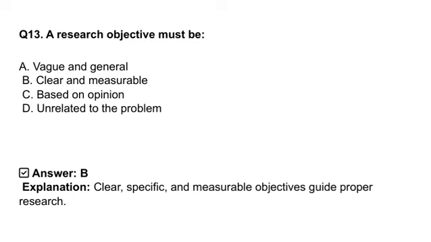The correct choice here is B, clear and measurable. This is because well-defined objectives that are specific and quantifiable guide us properly through the research process, ensuring that our efforts are focused and results are meaningful. Remember, having clear, measurable objectives is the foundation for effective research and accurate findings.